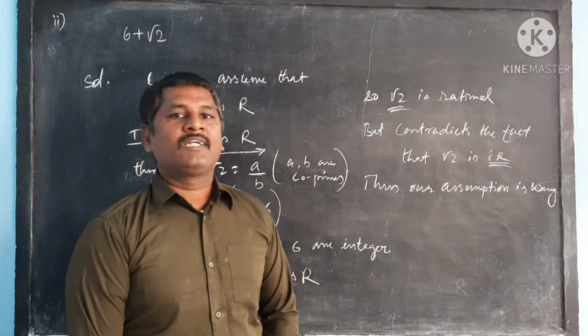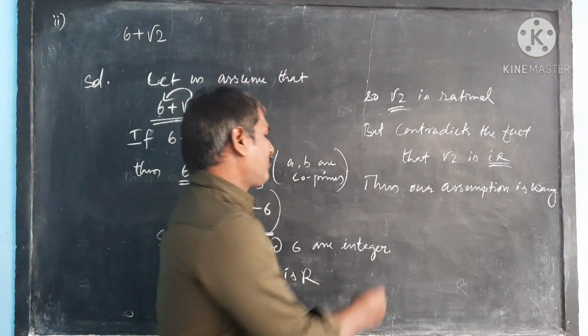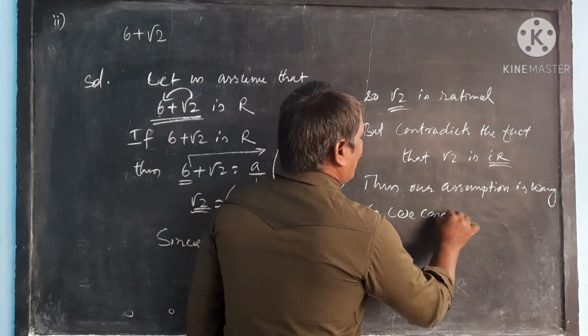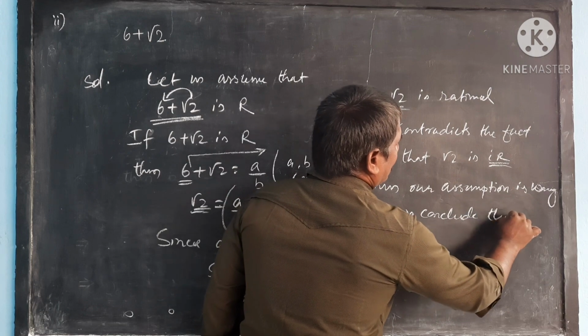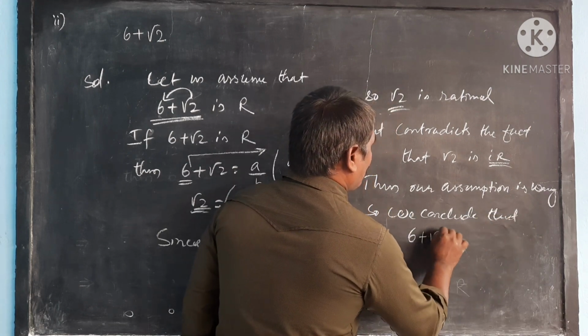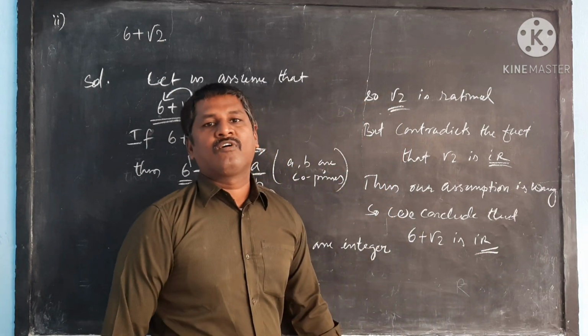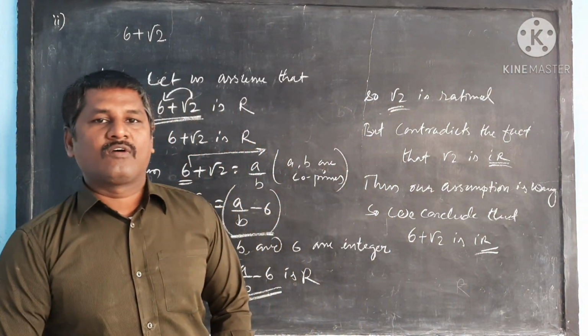Therefore, we can conclude that 6 plus root 2 is an irrational number. Hence it is proved. Now we can move to the fourth question.